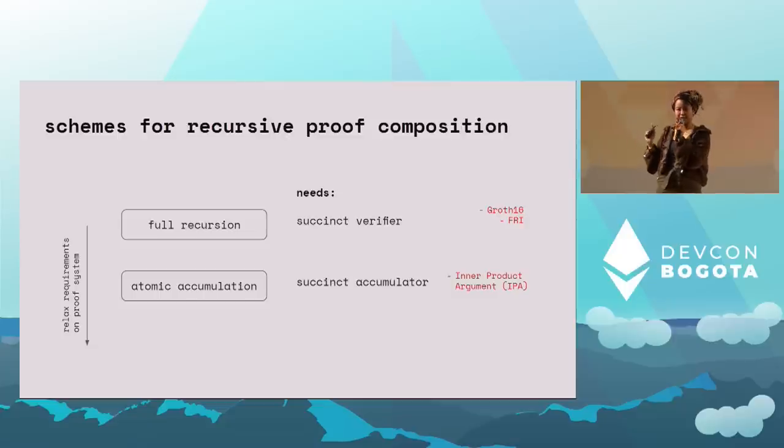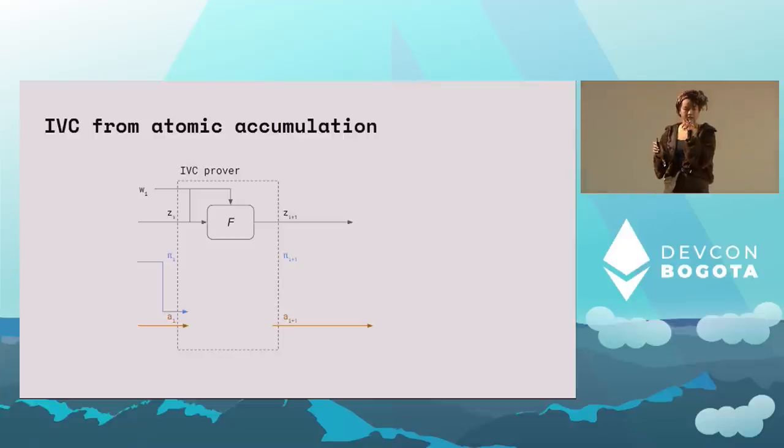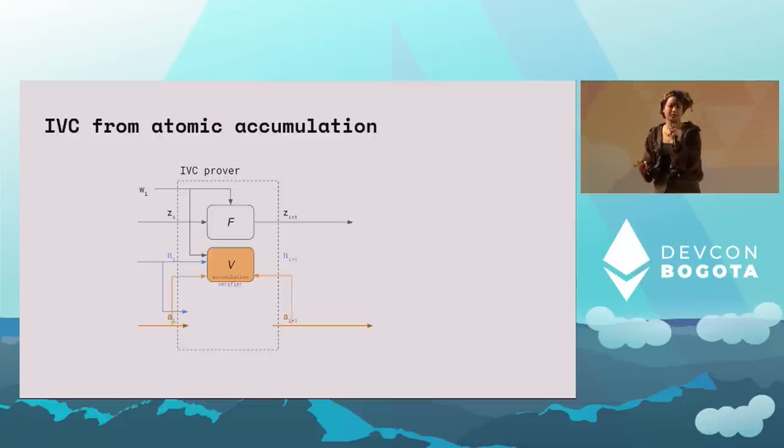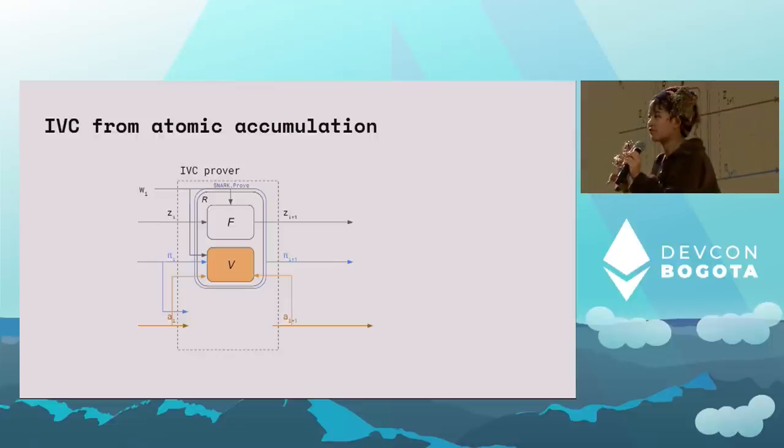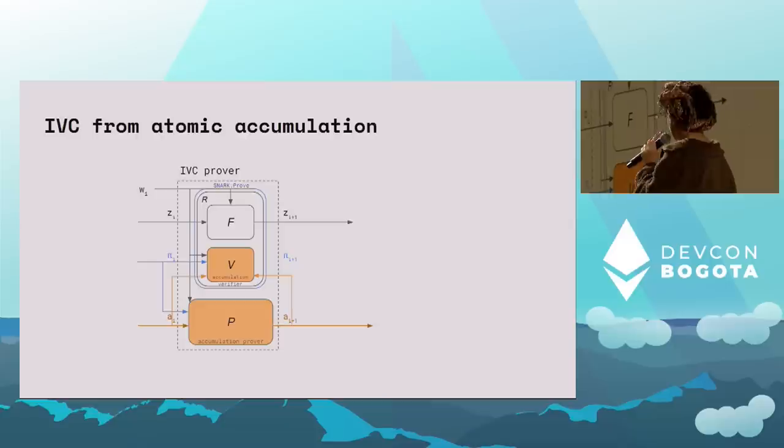Now, we're going to get slightly more messy, and we're going to relax our requirements to get an atomic accumulation scheme. So now, if you recall here, in an atomic accumulation scheme, our verifier is not sublinear. In fact, the verifier inside the recursive circuit is just the accumulation verifier, and it only concerns itself with the succinct checks of the verifier. And the expensive check is accumulated and deferred at each step.